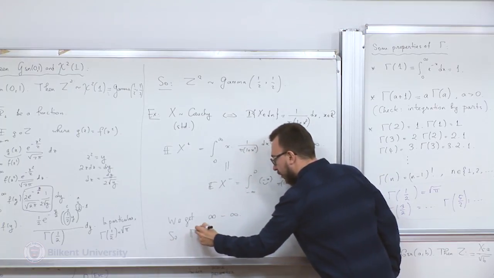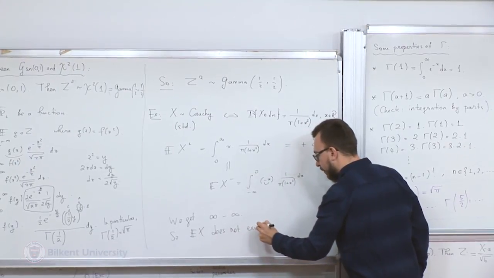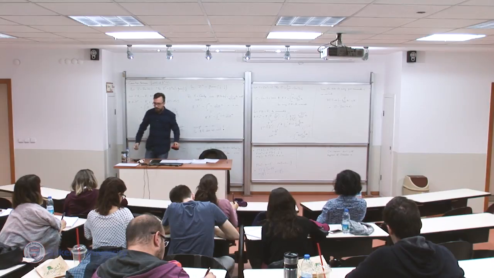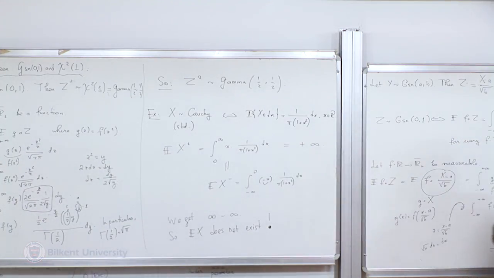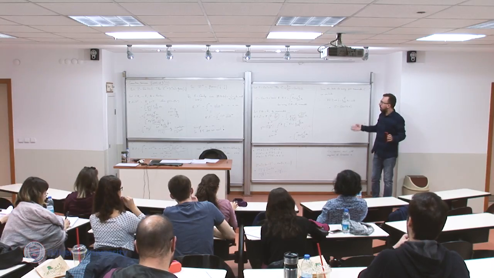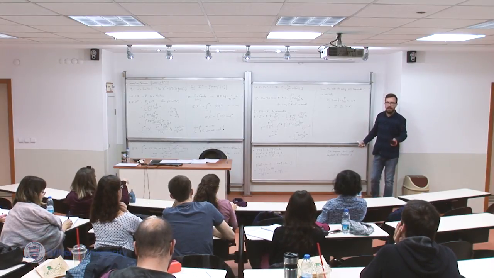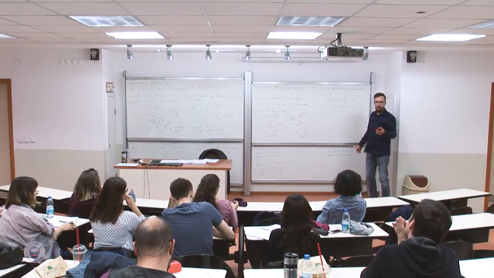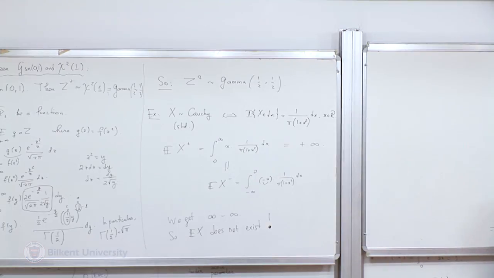So the expected value of x does not exist. In the second half of the course, we're going to see some connections of Gaussian distributions with this Cauchy distribution. Right now it is just up in the air, but later it's going to have some connections with other random variables, with uniforms, with Gaussians, etc. Okay, that is the end of my examples for continuous random variables.